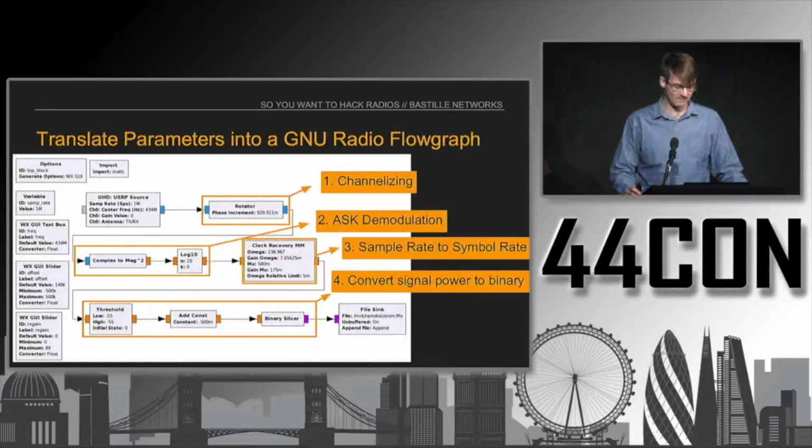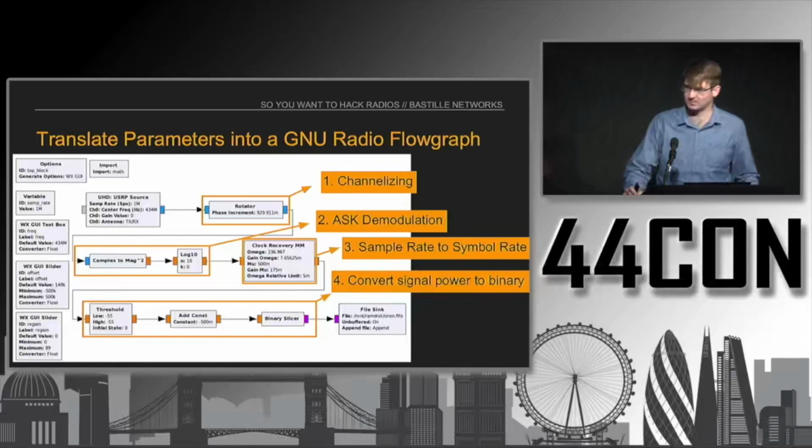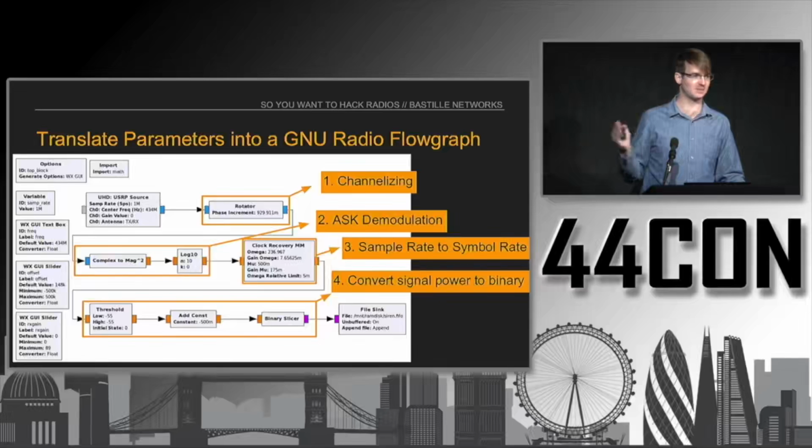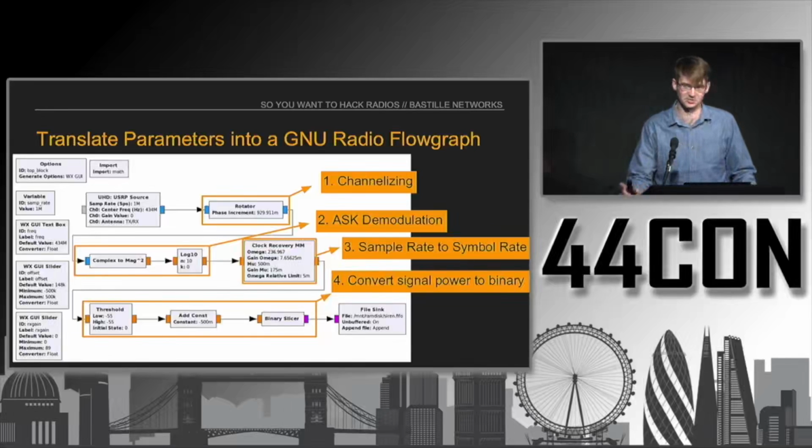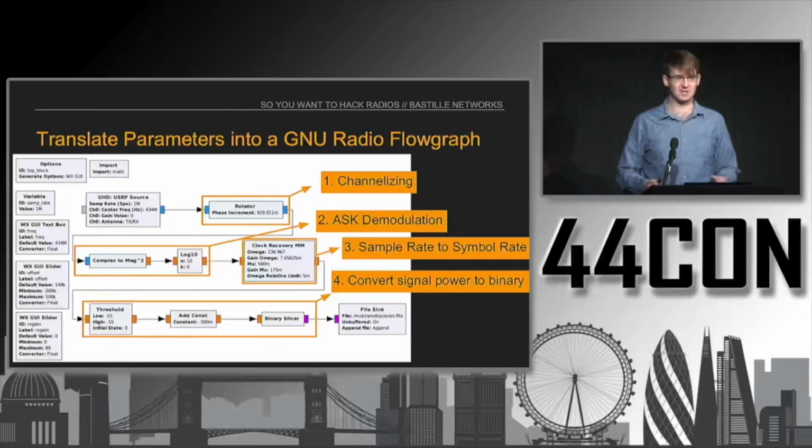So here's the flow graph I put together. It looks complicated, but it's really not. And furthermore, this flow graph you'll be able to take and apply to any on-off keyed modulation just by replacing the values of some variables that are in here. And we're going to release this online later. The first block is the driver for the radio. And the second is basically just channelizing the signal, just taking the signal and aligning it with the center of the band.